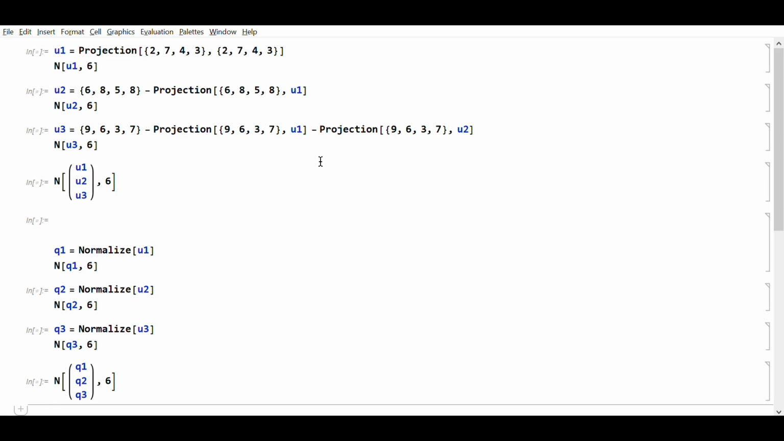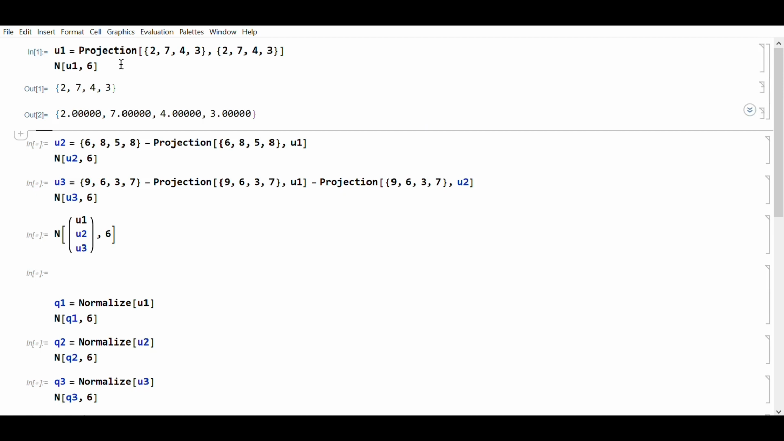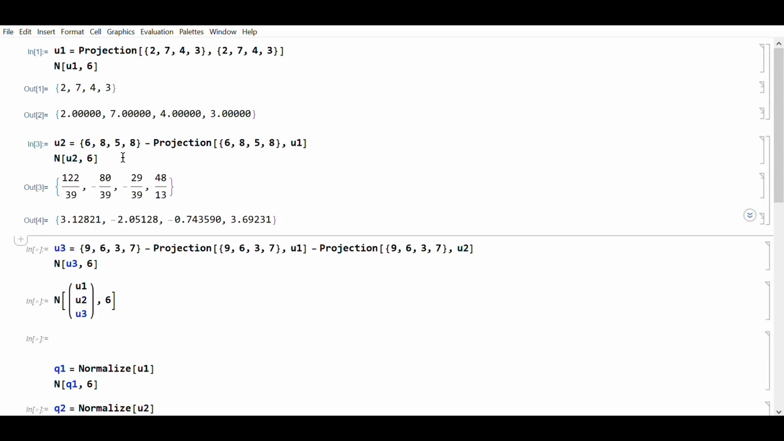Okay, to find the orthogonal bases, we will have to perform Gram-Schmidt on eigenspaces, where U1 is the projection of 2743, which is the same as column 1 in matrix A. While U2 is 6 at 5 at, which is the second column of matrix A, minus the projection of 6 at 5 at on U1. So we will get 3.12 at 1 minus 2.05128, negative 0.743590, 3.69231.